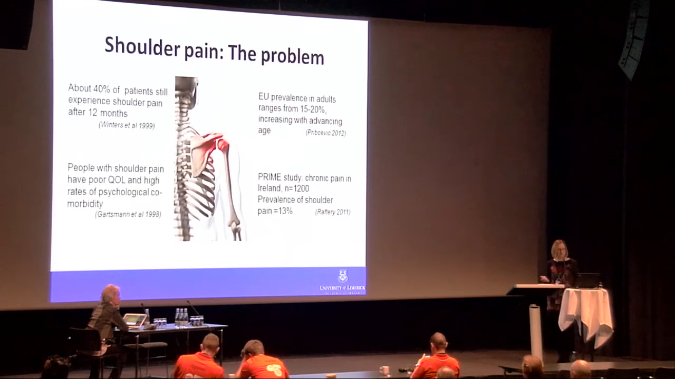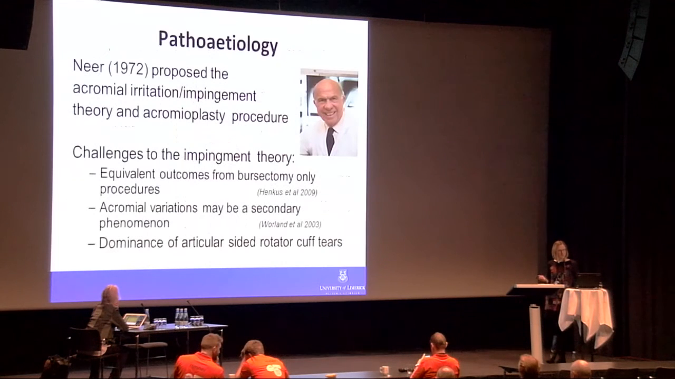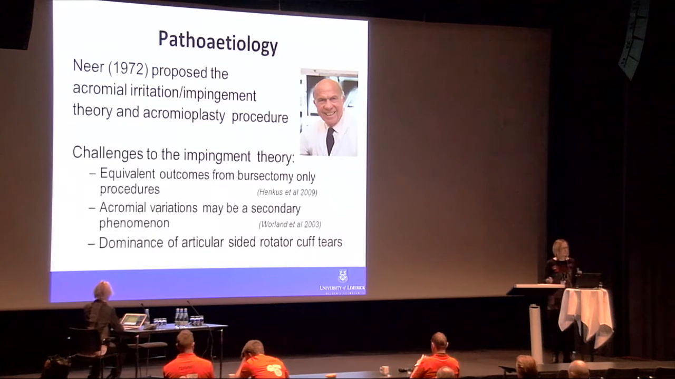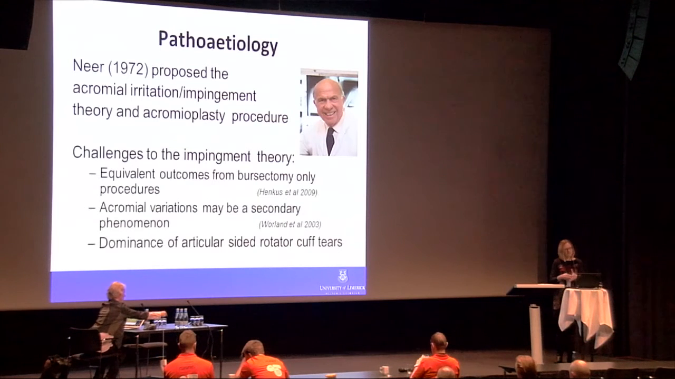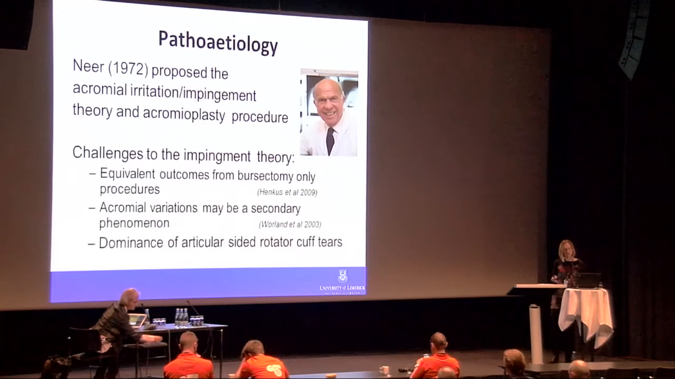If we go back a little while, when we think about the subacromial space, it's important to think about Charles Neer. So in 1972, he proposed the acromial irritation impingement theory. He proposed it in sort of a review paper. I think these days we'd probably call it a blog. But it had an enormous impact, in that he then went on to propose the acromioplasty procedure as the solution for this acromial irritation that was causing the damage to the rotator cuff tendons.